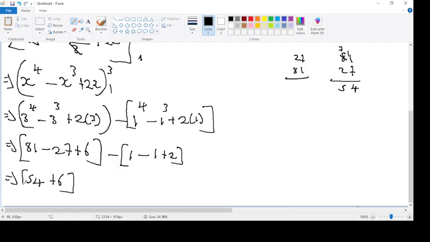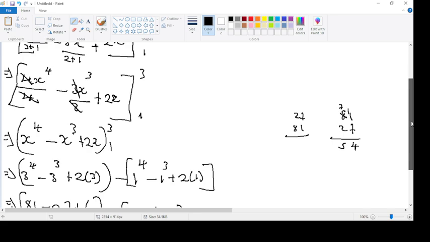Then minus 1 minus 1, that's 0, plus 2, okay, 2. So what is 54 plus 6? That's 60. Then 60 minus 2 is equal to 58. So 58 becomes your final answer for this question.